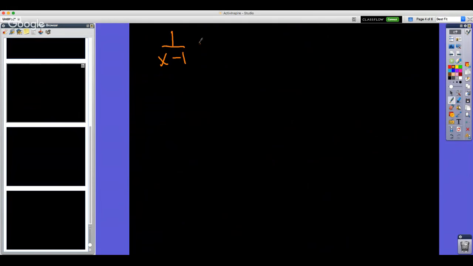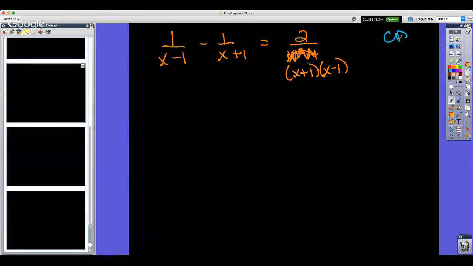1 over x minus 1 minus 1 over x plus 1 equals 2 over x squared minus 1. This is more of a realistic problem on the test. Remember, first we always have to factor. Is there anything we can factor here? X squared minus 1. Yep. What would this turn into? X plus 1 and x minus 1. So, what is the common denominator here? X plus 1, x minus 1. Good, because that's what is included within each of these three. Does anyone have questions on that?